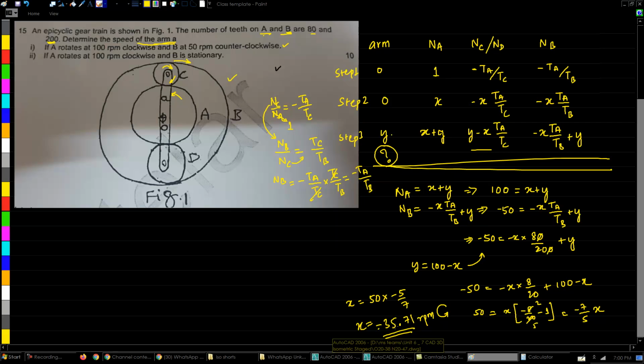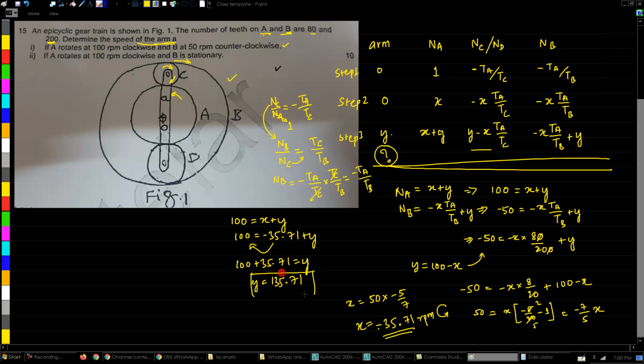Now substituting this value into equation number 1, we get the value of y. So 100 equals x plus y is equation number 1. Substituting, we get minus 35.71 plus y, and this if you send to the other side, we get 100 plus 35.71, that is the value of y. So y value becomes 135.71. So this is the answer for the first bit, 15 first bit.